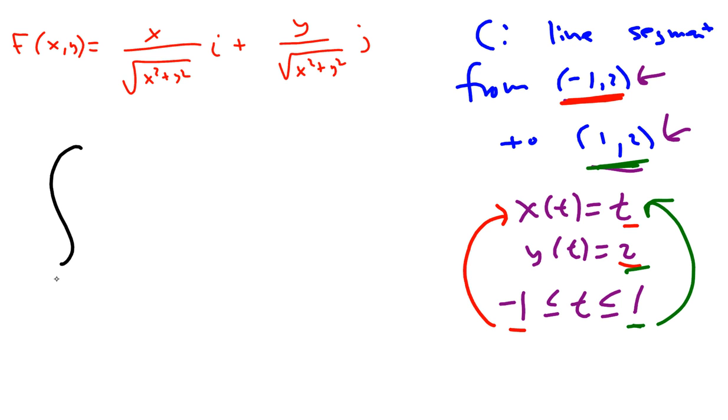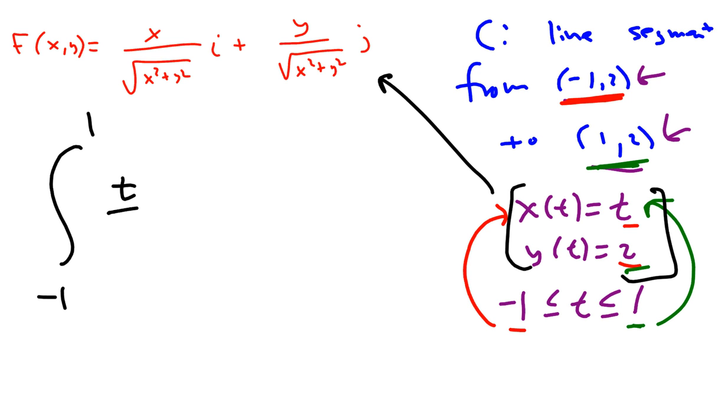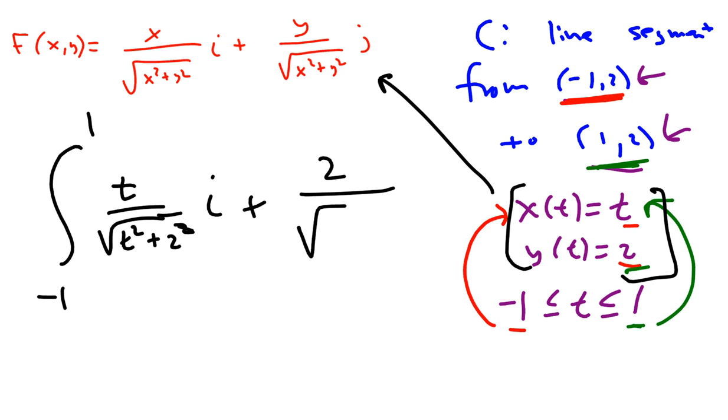So here we go. It's going to be the integral from -1 to 1. F of r of t means we're going to take this parameterized function and sub it into that vector field. So if we do that, we end up getting t over the square root of t squared plus 2 squared, multiplied by i, plus y, which is 2, over the square root of t squared plus 2 squared, times j.